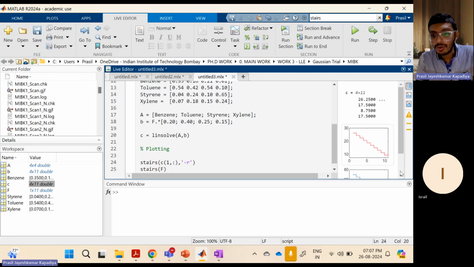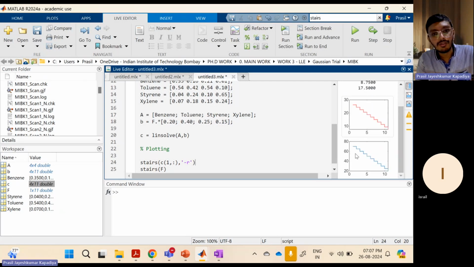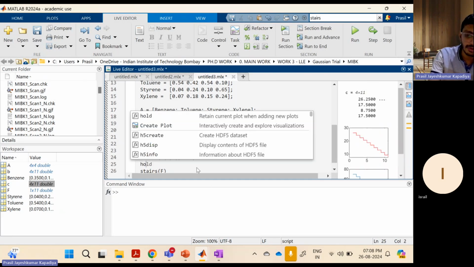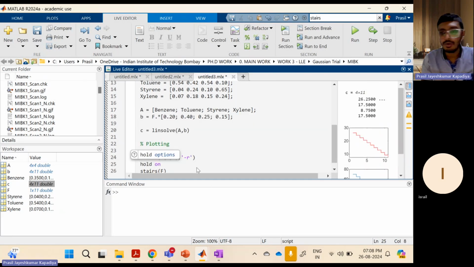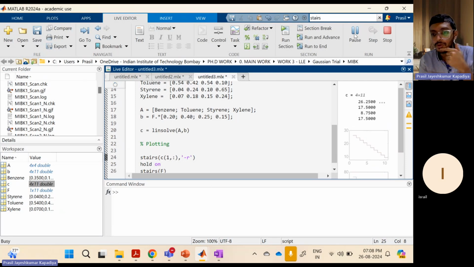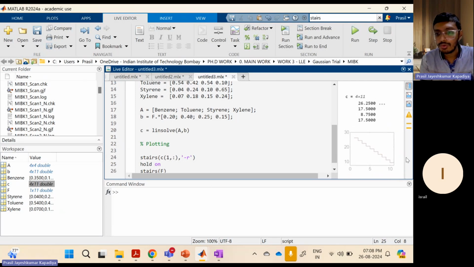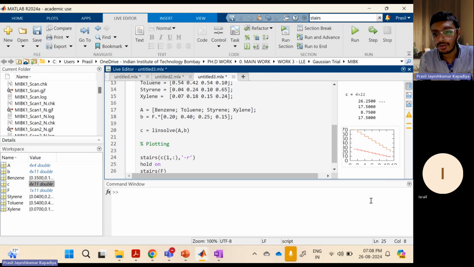One thing, when you are doing your actual MATLAB, see, these two are different plots, but I want to keep them in one plot. So I need to write hold on. It will hold this plot and then plot the next. So if I'm using hold on, both will be plotted in a single plot. So see, you can see it.